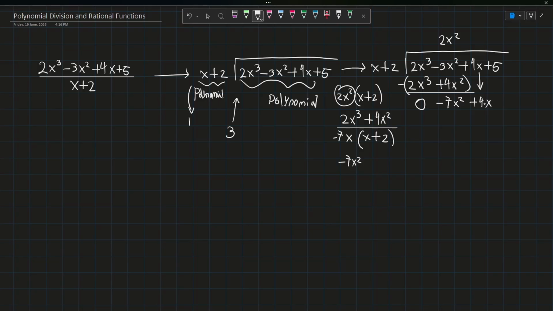And I want you to notice that in this case, you're going to get this. And of course, we're going to get negative 7x squared. And then negative 7 times 2 will become negative 14x. And now we're going to subtract it, right? But we're going to write exactly this right here: negative 7x squared minus 14x. Minus minus becomes positive, so that becomes 0.